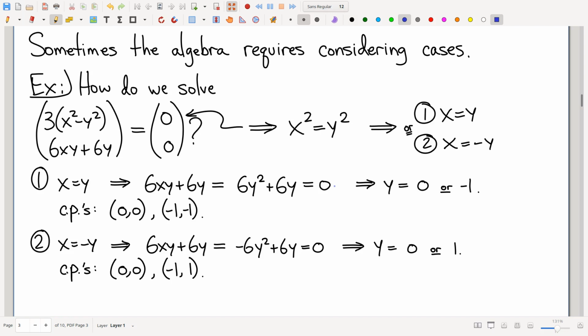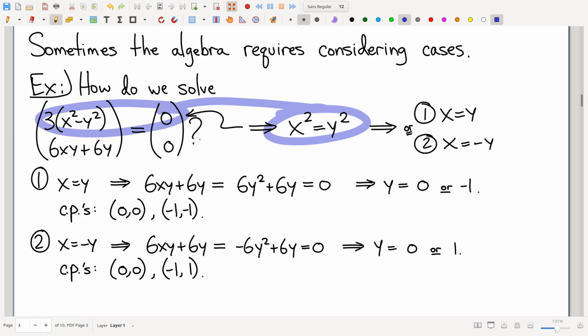So you sometimes have to consider cases. And I wish it weren't so, but sadly it is. So for example, how would you solve this system right here? The temptation would be to look at this and conclude that x is equal to y.